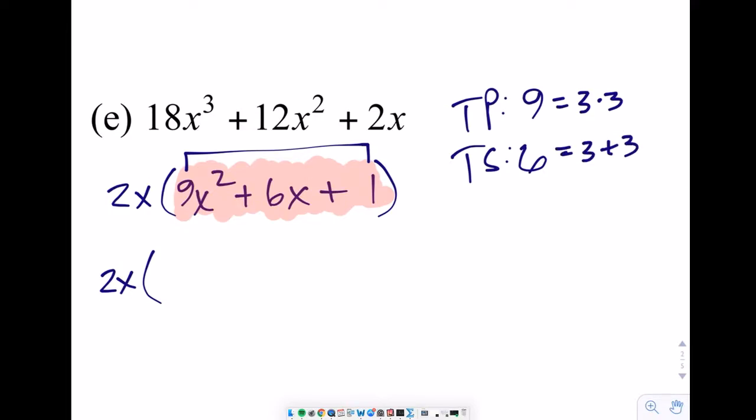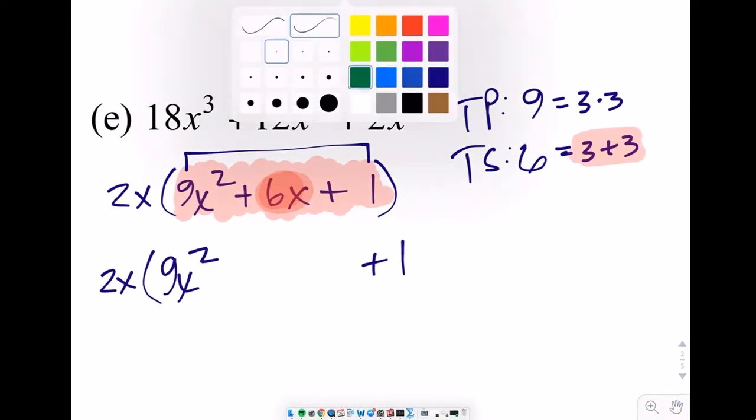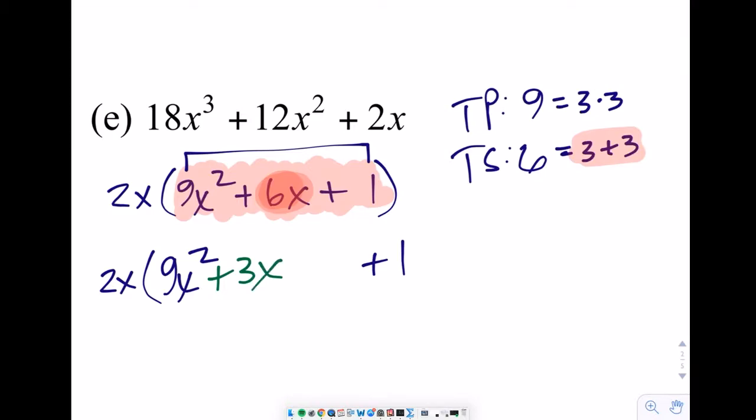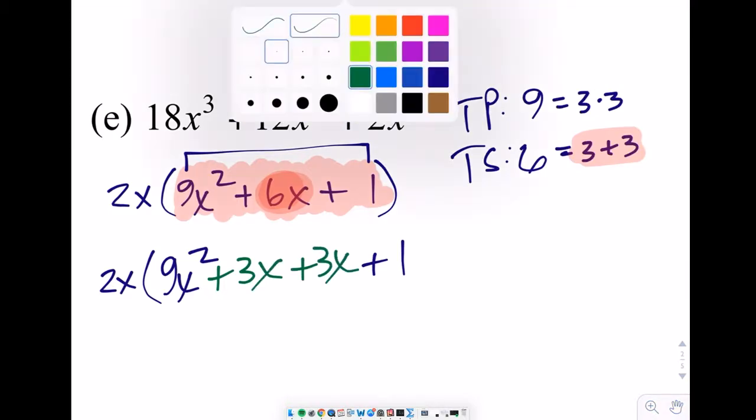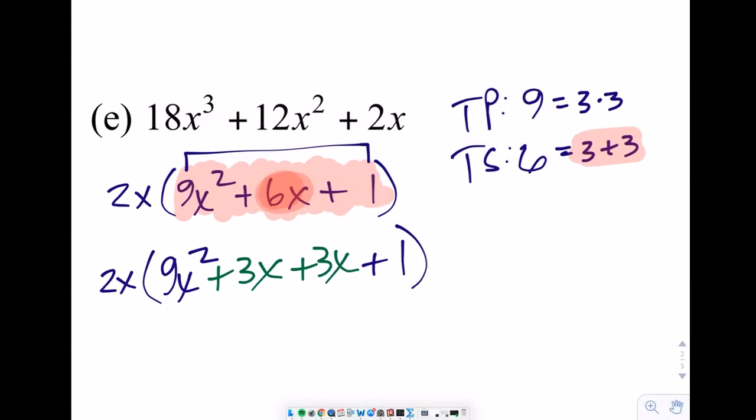Okay, so now you've got it. But what do you do with those numbers? You're going to split the middle term. So here's what happens. You bring down the 9x squared, and then the plus 1 is fine. But what you are doing is you're taking the 6x, and you're going to split it up and call it 3x plus 3x. And again, this is just one way to do it. Some people can do it just by guess and check mentally, because 1 is prime. There's only a handful of combinations that will work.